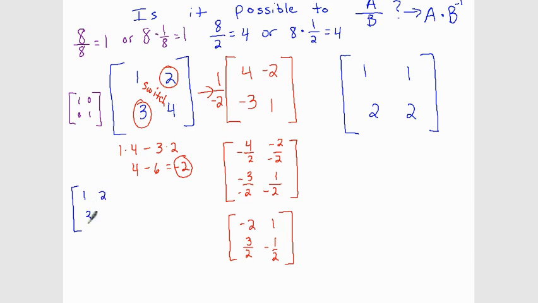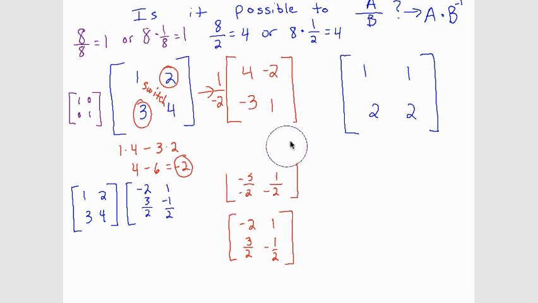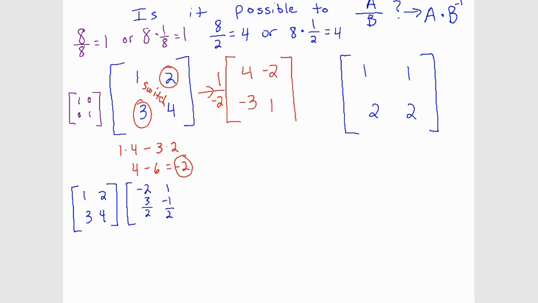1, 2, 3, 4 times -2, 1, 3/2, and -1/2. And I'll remove some of this work so that I have more room, because I have the inverse written down. Okay, so let's go ahead and multiply. We take this row times this column. And I'm just going to do the work in my head. 1 times -2 is -2. 2 times 3/2 is 3. So -2 plus 3 is 1.